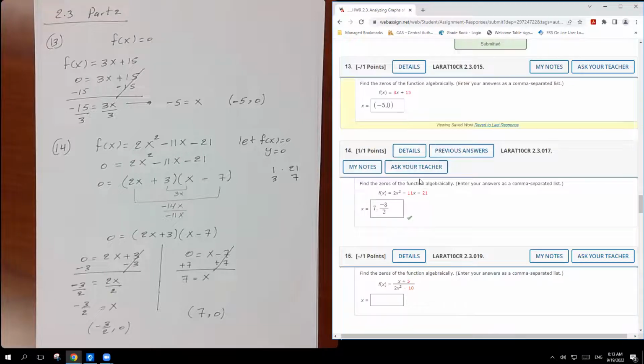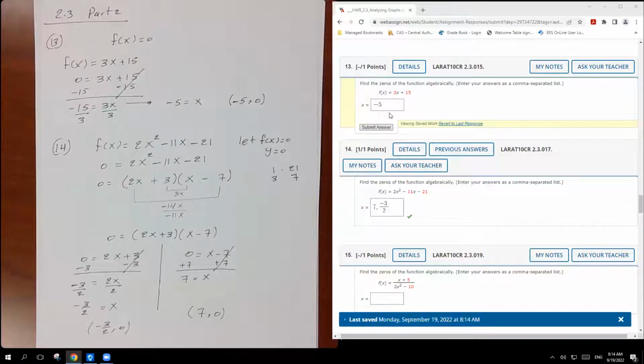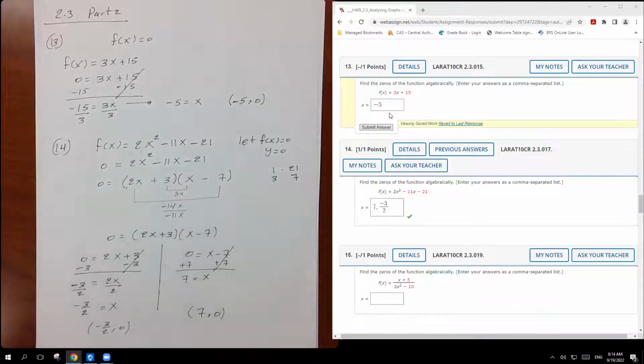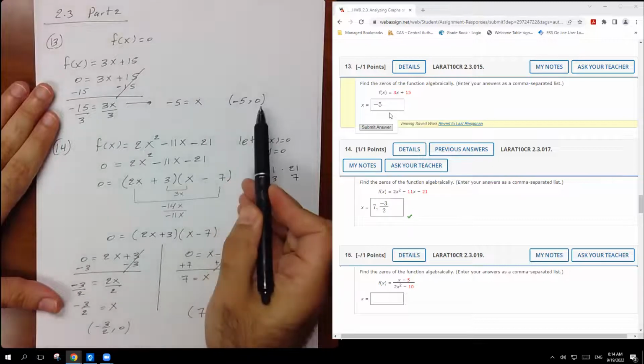Here we go. Type your solution not as a point, but as negative 5. Okay, because I was just about to ask, so we don't put the 0 in the answer up there on 13? No, don't put the 0.